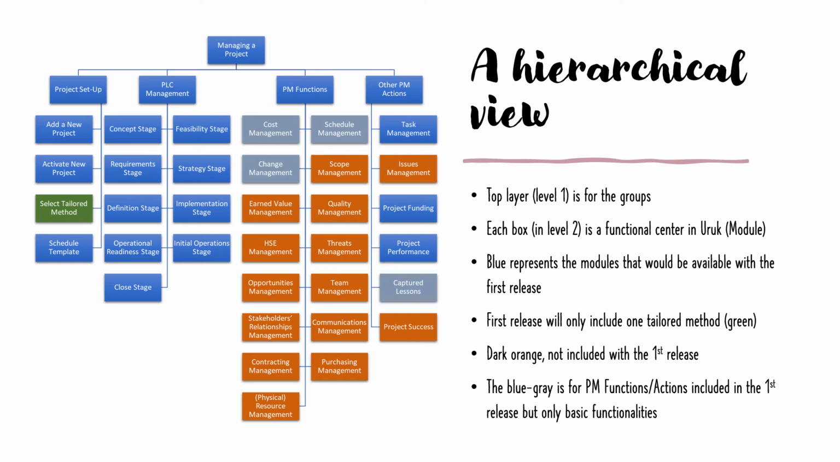And here the orange, or dark orange, is basically things that will not be with the initial release. They will come up. Some of them will be in release 1.1 and some of them will be future releases. And the light bluish gray items, the cost management, schedule management, change management, and on the other actions, the captured lessons, those will be with the initial release, but again, basic functionality. So this way you can see basically everything. Earlier we showed them as a wheel, let's call it the managing a project wheel, and here we have more of a hierarchy for those people who like to see it in a different view.